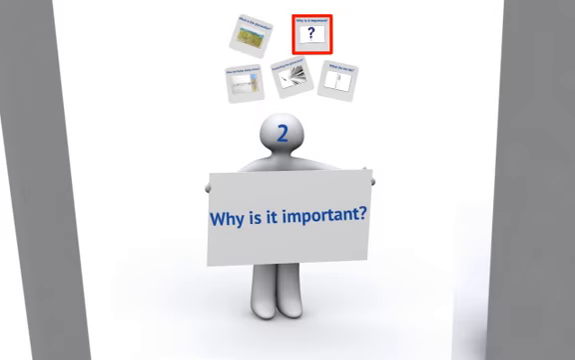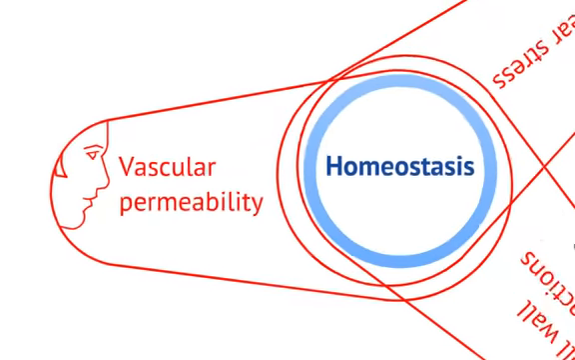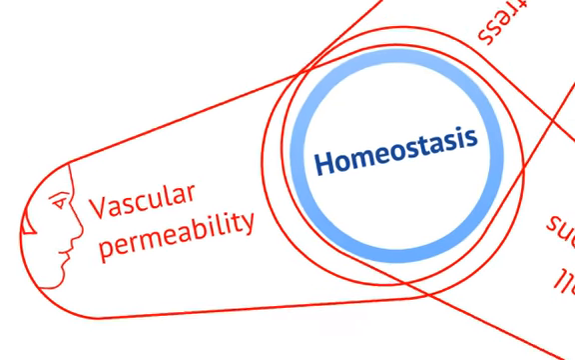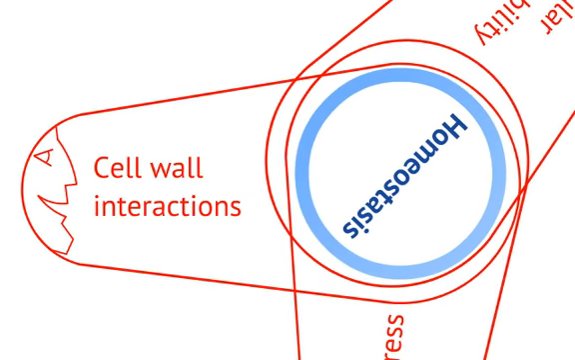Why is it important? The glycocalyx is very important in maintaining homeostasis in the body. It controls vascular permeability, the transmission of shear stress across blood vessels, and also plays a very important role in cell wall interactions.